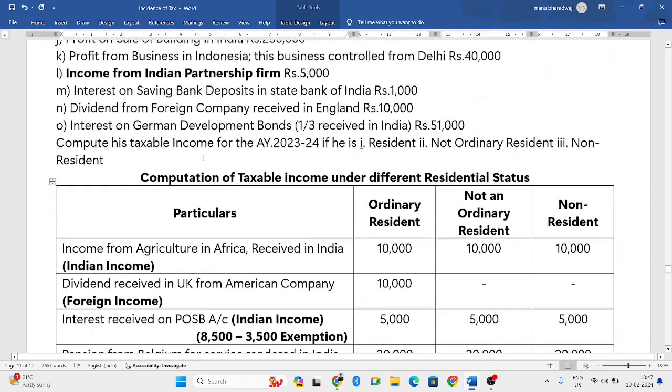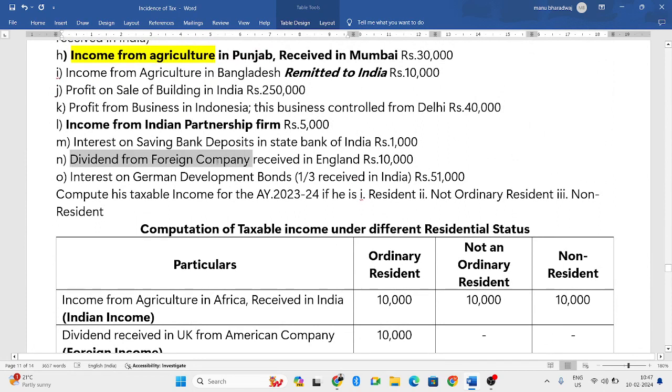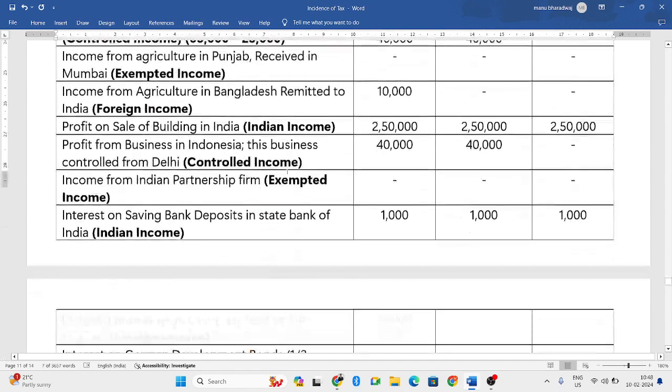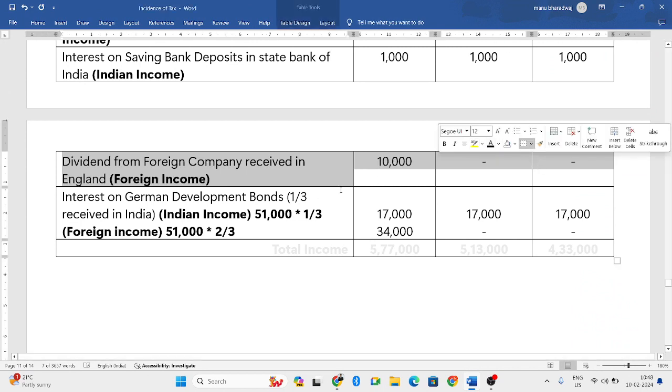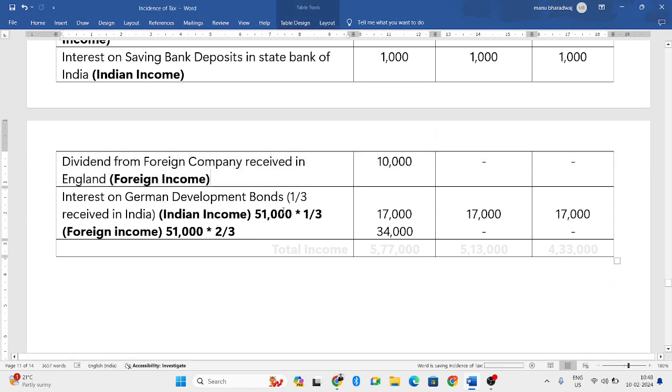One more transaction we left out: dividend from foreign company received in England. So both are outside India. The arising aspect is also outside India and the receiving aspect is also outside India. When both the aspects are outside India, we consider it as foreign income, and it is a foreign income from other sources. So only the ordinary resident will be taxed.